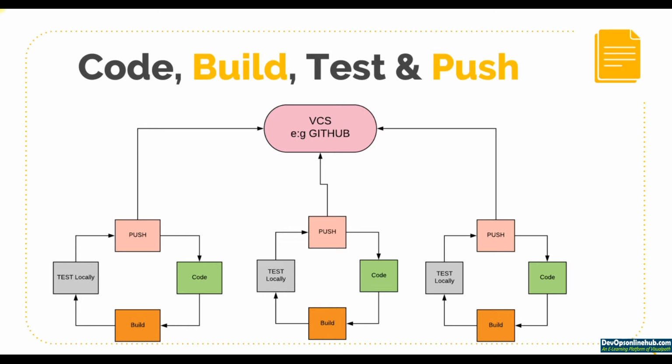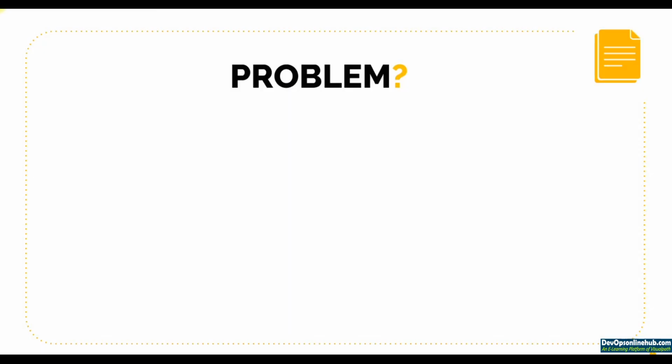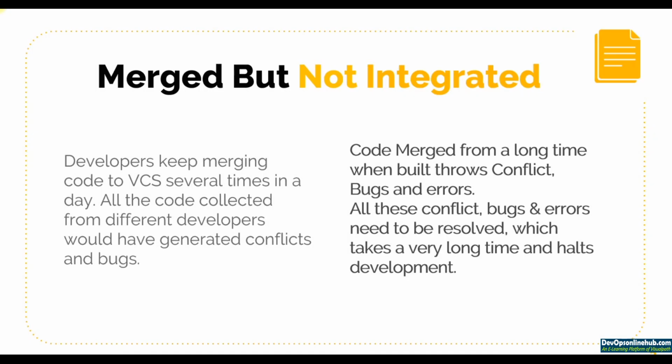So they'll be working on a certain time frame, a week, 2 weeks, and they'll keep developing, keep building, keep testing locally and pushing the code. When they're pushing the code, they are merging the code with everyone in the centralized version control system. So that looks good. So what's the problem? Well, we have one very serious problem. The code is getting merged but not integrated.